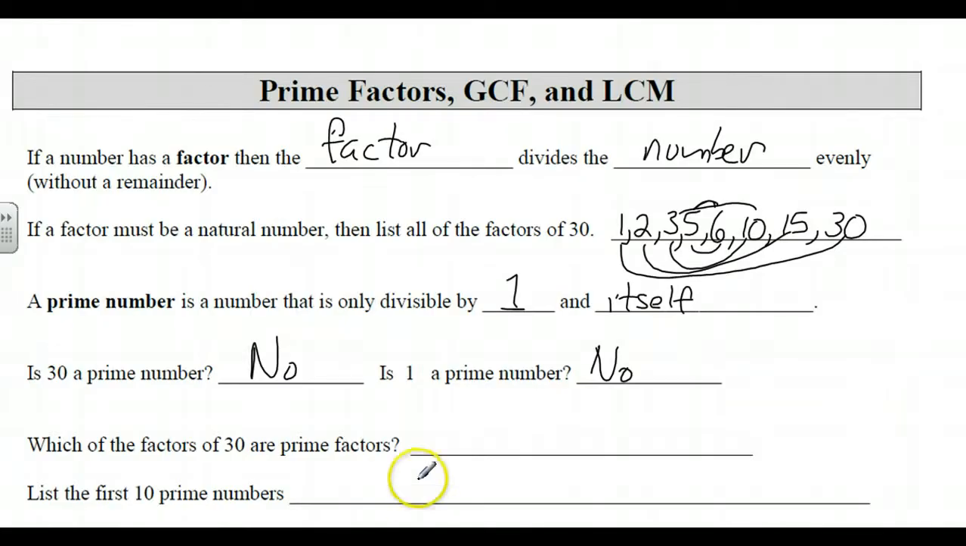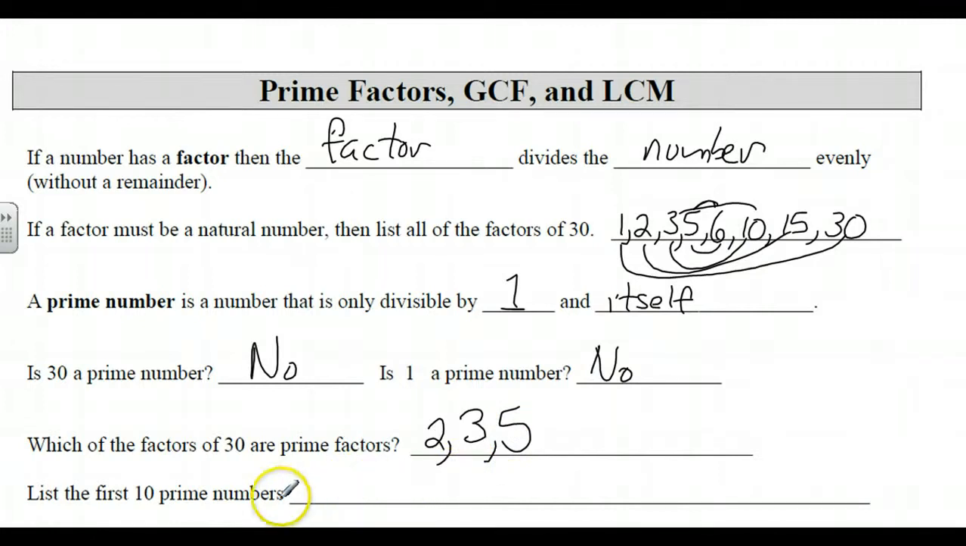So, which of the factors of 30 are prime factors? Well, 2 is a prime number. It's actually the only even prime number, right? Since 2 will go into every other even number, it takes them all out. 3 is prime. 5, not 6, not 10, they're even. Not 15, because 15 is just 3 times 5, and not 30. So 2, 3, and 5.